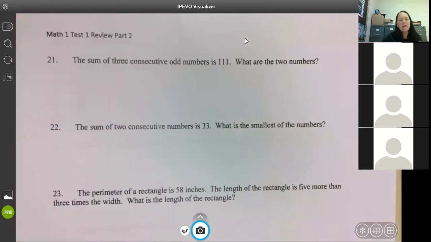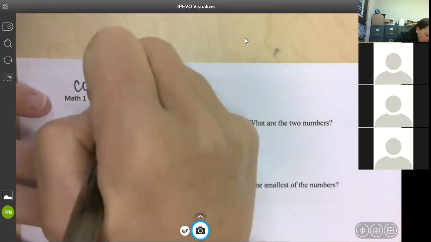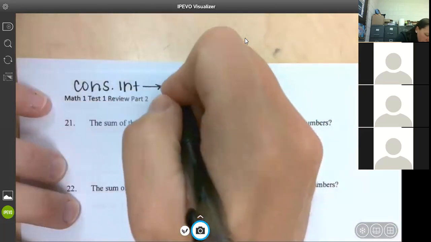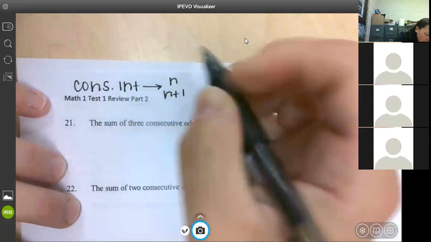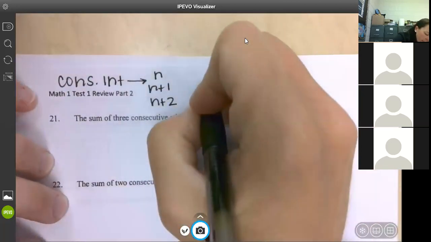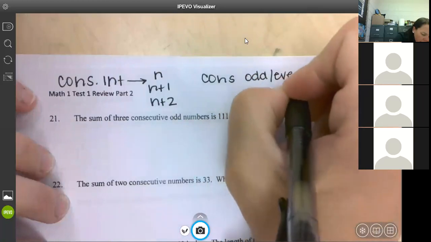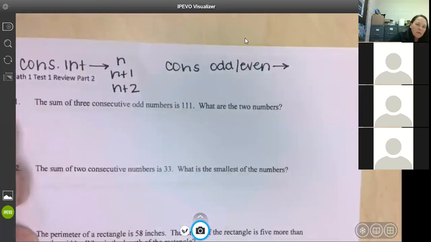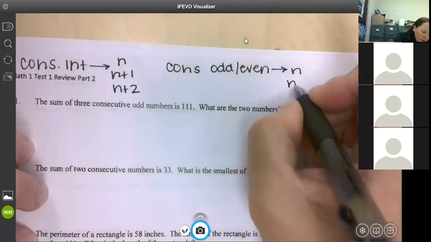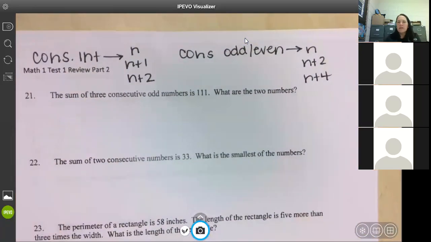All right, consecutive integers. The sum of 3 consecutive odd integers. Remember, if it's just consecutive integers, you do n plus 1, and if there's a third one, n plus 2. We won't go over 3. If it's consecutive odd or even, you're going to do n plus 2 and n plus 4. So don't forget that. Doesn't matter whether it says odd or even.